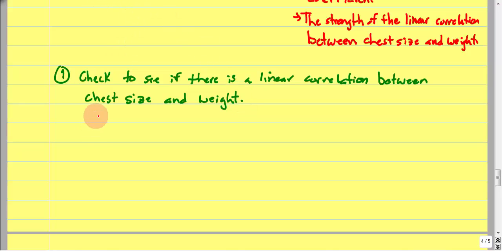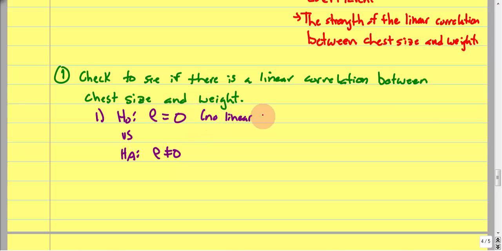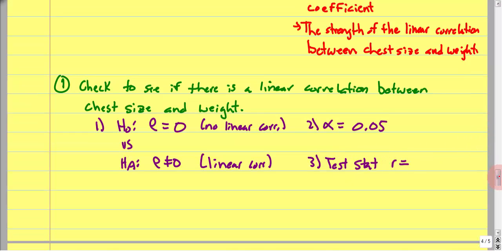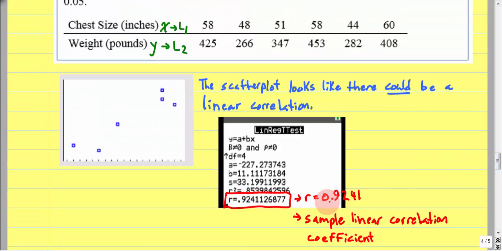Okay, so if I'm trying to see if there's a linear correlation between chest size and weight, my first step would be to state my H0 and HA. So H0 is my correlation coefficient is equal to 0 or not equal to 0. So this is no linear correlation, and this is linear correlation. Okay, so in this particular case, alpha is equal to 0.05. That's my step 2, and step 3 is my test statistic. And that was R, here we are, R equals 0.9241.